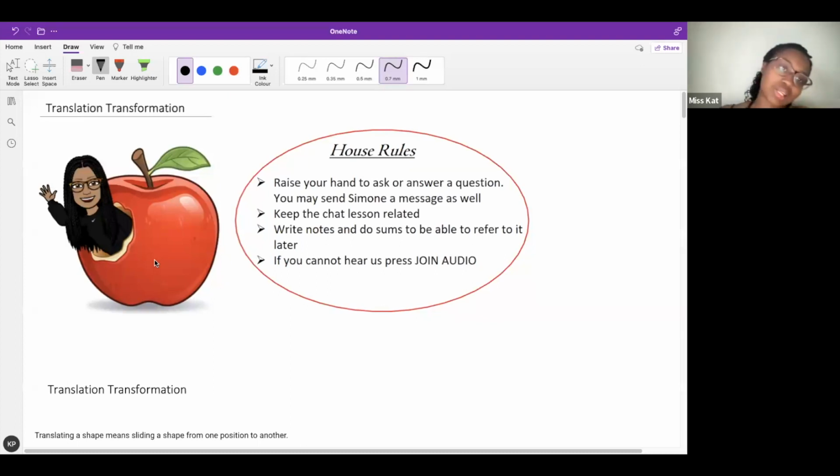We should have covered just the basic definitions of what translating, rotating, reflecting, and enlarging are. That was a list, so it's R. So those are what those things are. Today we're starting with translation. Okay, so translation.